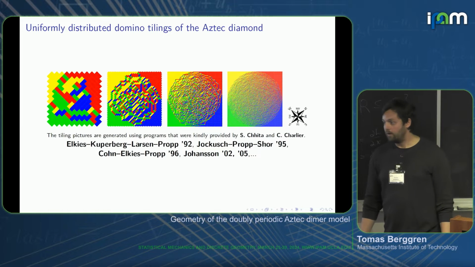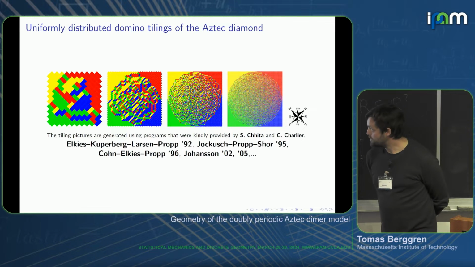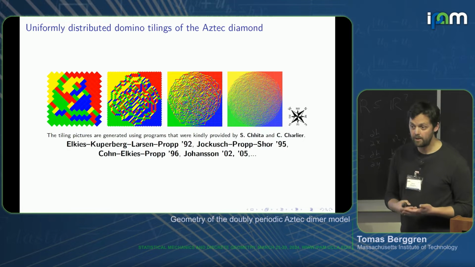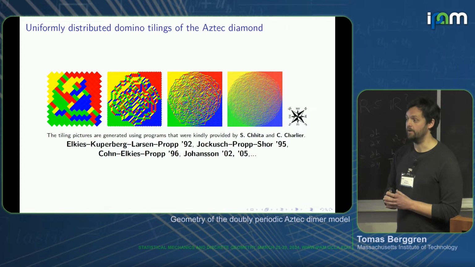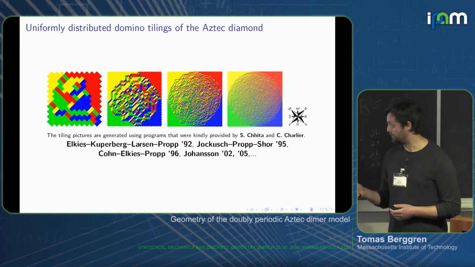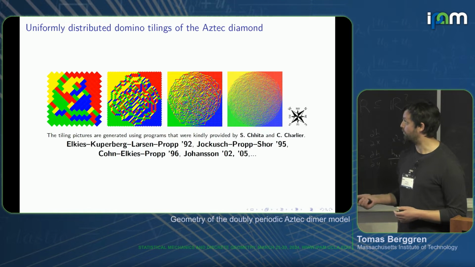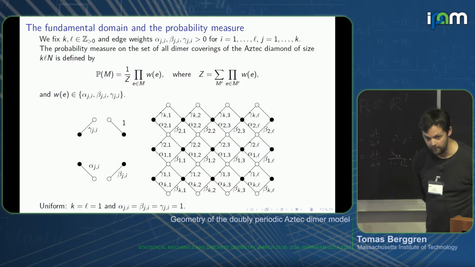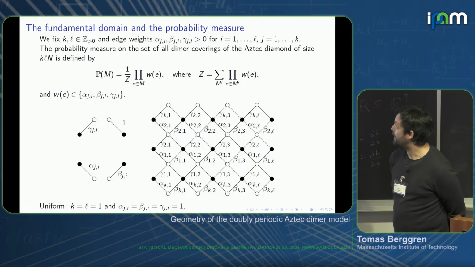So I will be interested in the same type of questions, like what happens with the random dimer covering as the size of the Aztec diamond tends to infinity. But I will be considering a different probability measure, not the uniform one. So here I will try to introduce the probability measure I'm interested in.